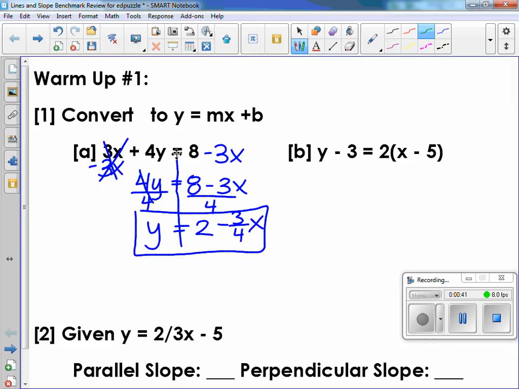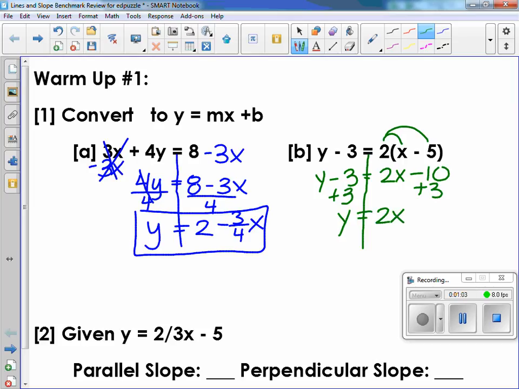Second type is solving, but it's a different problem. You have to distribute first now because it's in point slope form. So you get 2x. 2 times a negative 5 stays in negative 10. And the last step is to move this 3 over by adding, and it can only be added to the 10. So you get y equals 2x, negative 10 plus 3 is a negative 7.